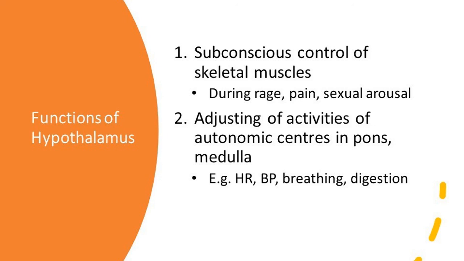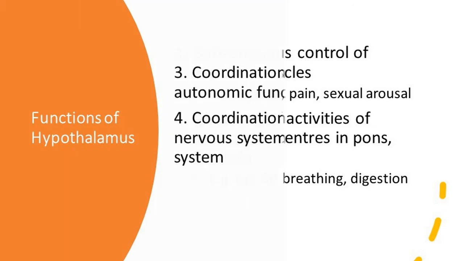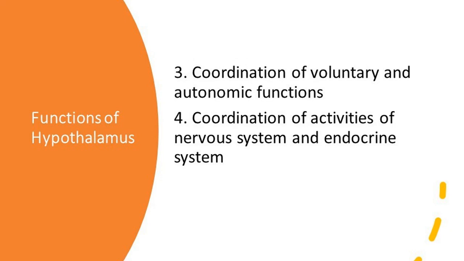That controls heart rate, blood pressure, breathing, digestion. Coordination of voluntary and autonomic functions. Coordination of activities of nervous system and endocrine system. That's why many books will mention this as neuroendocrine system. So they combine the nervous system and the endocrine system together.